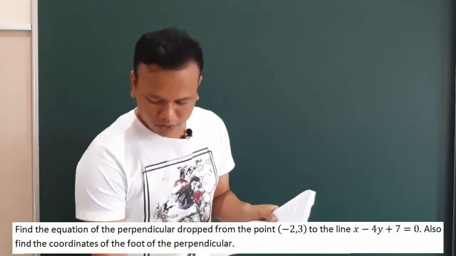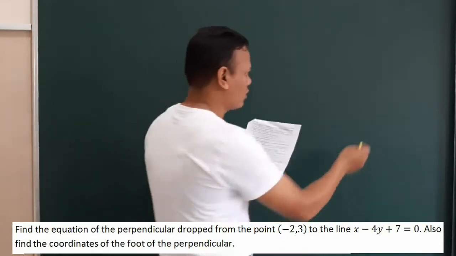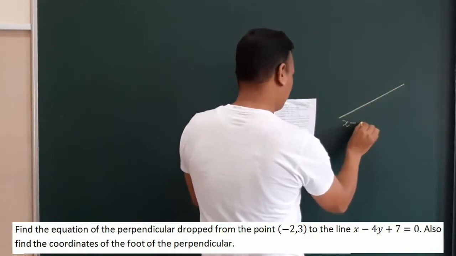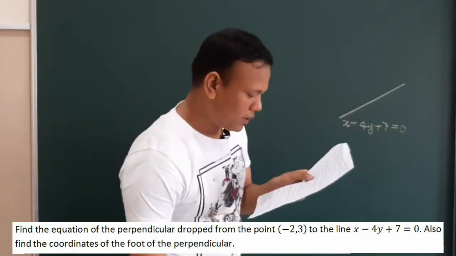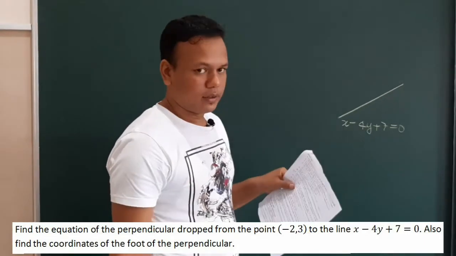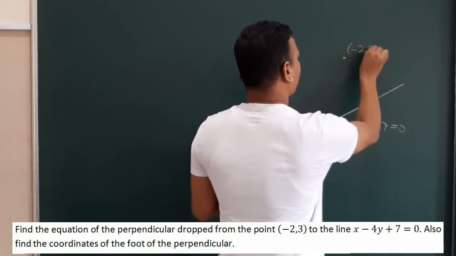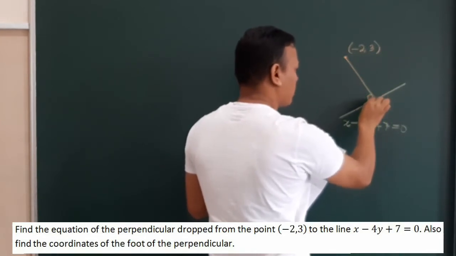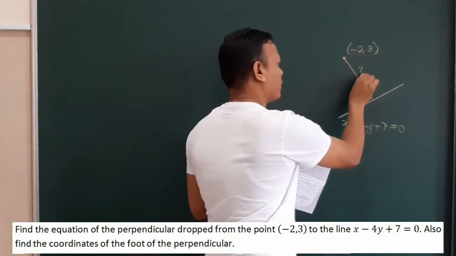Now let's try to understand the meaning of this question. The question says there's a straight line, and this line is given to be x minus 4y plus 7 equals 0. And you are dropping a perpendicular from the point (-2, 3) to this line. So let me draw (-2, 3). If this is my (-2, 3), then from here you are dropping a perpendicular to this line. So this is my perpendicular. The question says find the equation of this perpendicular line.